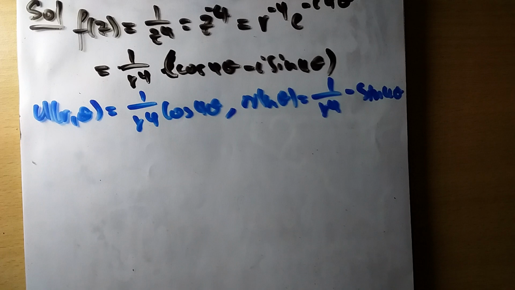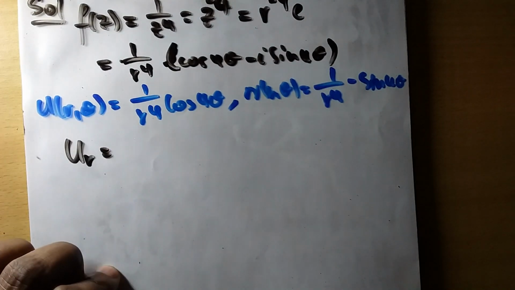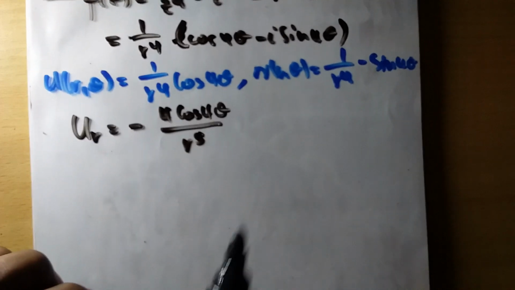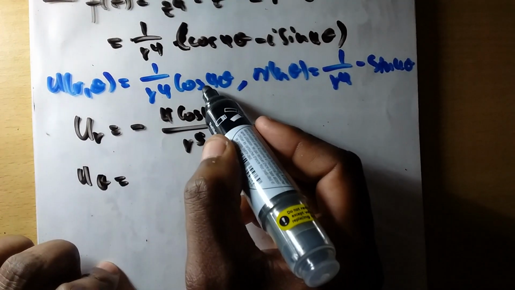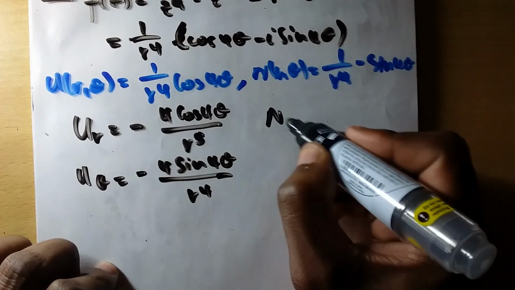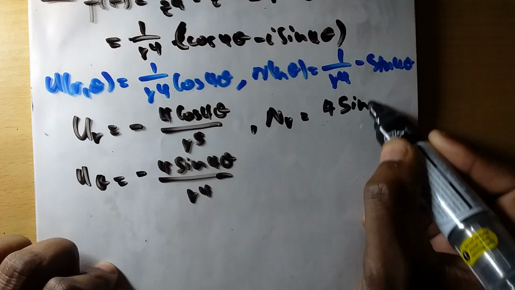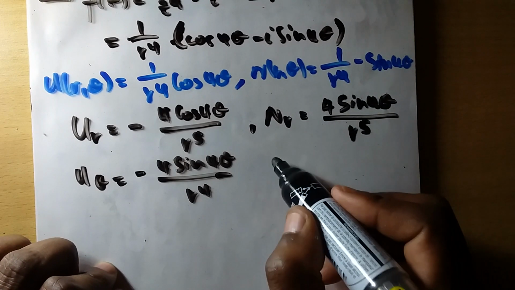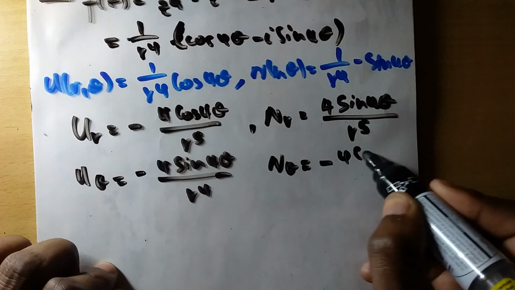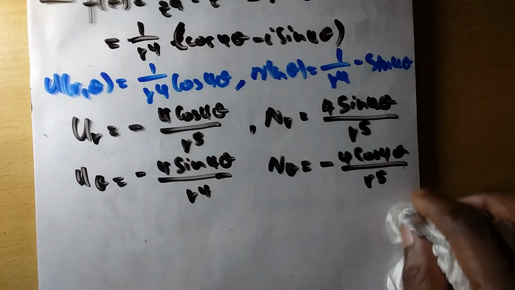Now let us find our partial derivatives with respect to r and theta. Our partial of u with respect to r is given by negative 4 cos of 4 theta divided by r to the 5, and our u_theta is negative 4 sine of 4 theta divided by r to the 4. Our v_r is 4 sine of 4 theta divided by r to the 5, and our v_theta is negative 4 cos of 4 theta divided by r to the 4.